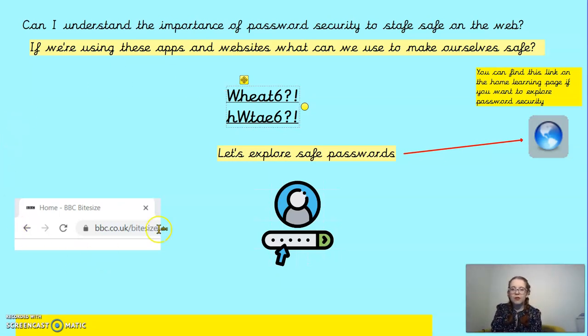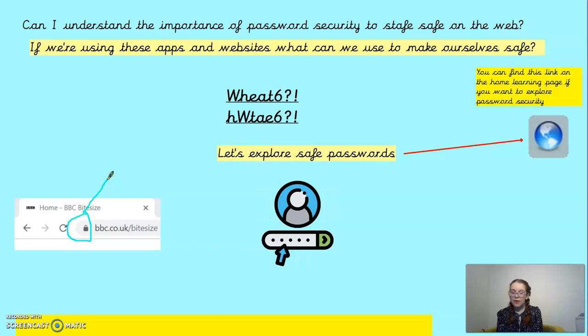Well, have a look at your internet browser if you go to a website, or have a look at this here. This is an example, BBC Bitesize, of a safe website. That means it has been security checked. It is top tip safe, and then we know that because it's got the padlock. If I went to a website that wasn't safe, it would have an unlocked padlock or no padlock at all.